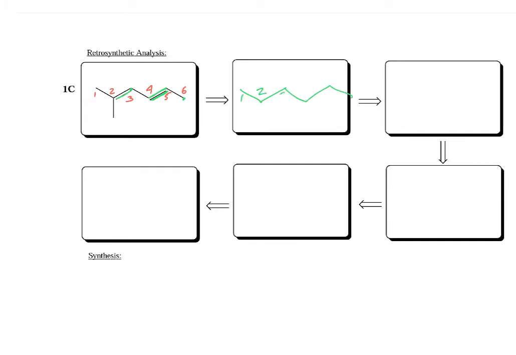So 1, 2, 3, 4, 5, and 6. We keep our alkene, carbons 4 and 5. And at carbon number 3, we'll now have hydrogen and bromine.